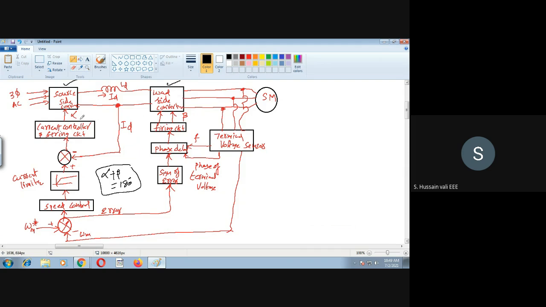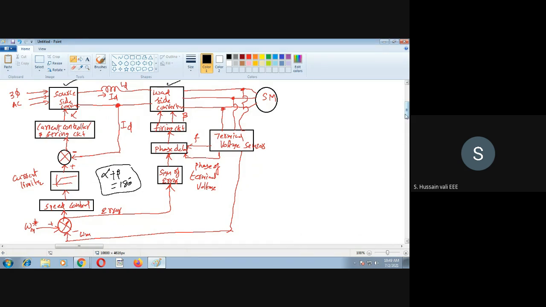Now how are you getting this alpha here? First you sense the speed, so you are sensing the voltage here. You are sensing the terminal voltage, in the sense the voltage that is going from the load side converter. That voltage has some frequency, magnitude and phase angle. So the terminal voltage sensor will sense all these things, the frequency, the magnitude, the phase. Those signals we will take here as the feedback.